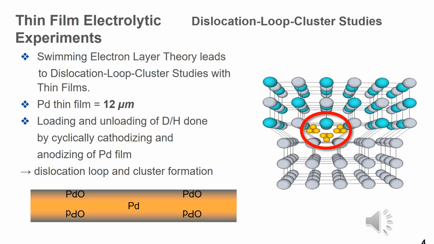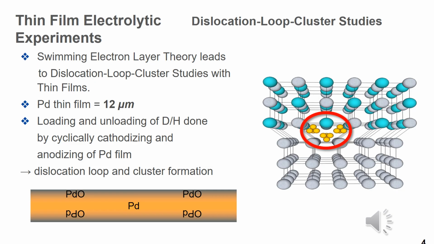Our cluster research was inspired by our original swimming electron layer theory. We initially did electrolytic cell experiments where we formed electrodes based on palladium with oxidized surfaces. The electrodes were loaded and deloaded with deuterium a half dozen or more times, each time creating additional defects which could form the cluster.